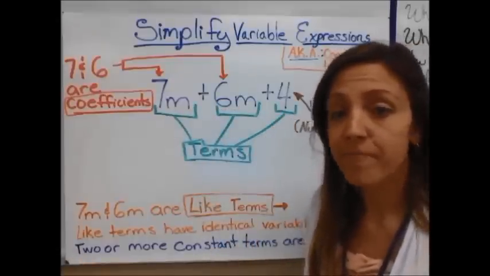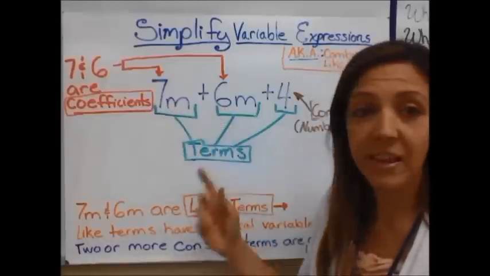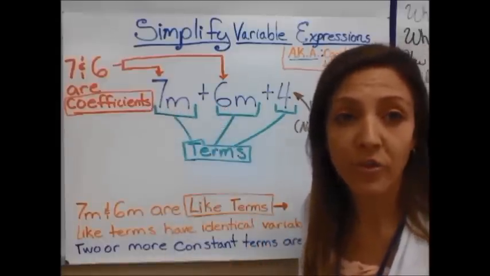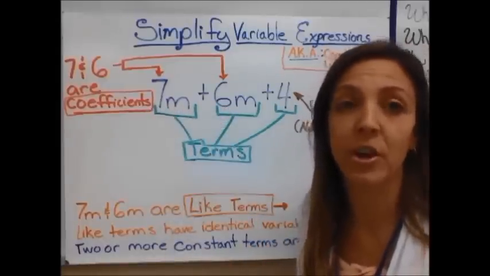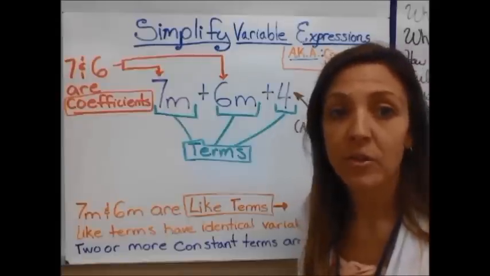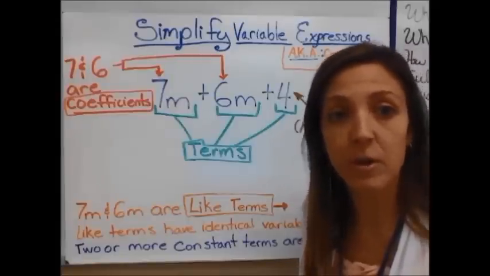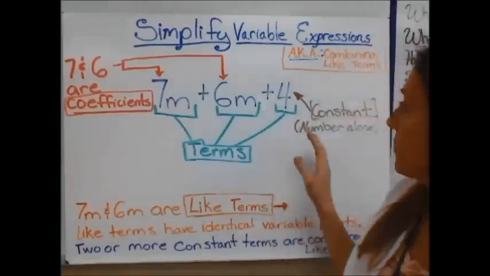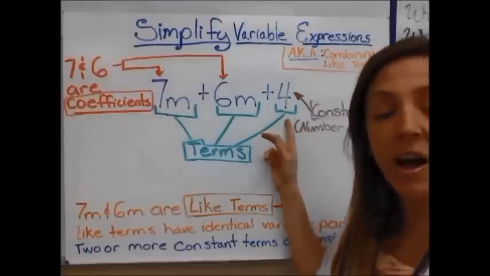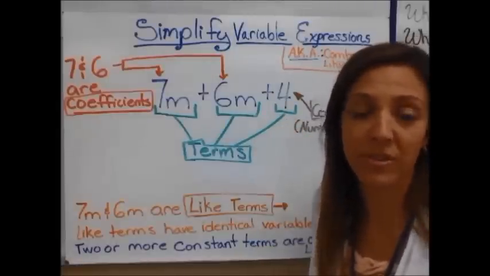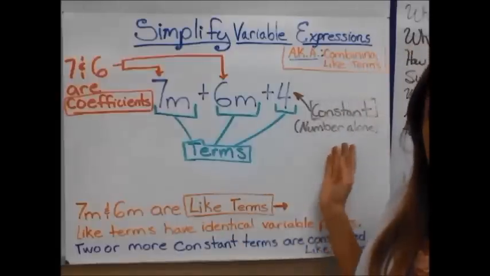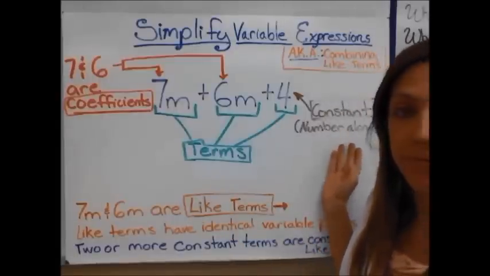Well, the 7 and the 6, remember, are coefficients, because coefficients are the numbers that are attached to a variable. So your 7 and your 6 are attached to a variable, and that makes them coefficients. 4 is a constant term, and a constant term is just a number all by itself. So a constant term is a number that's alone.